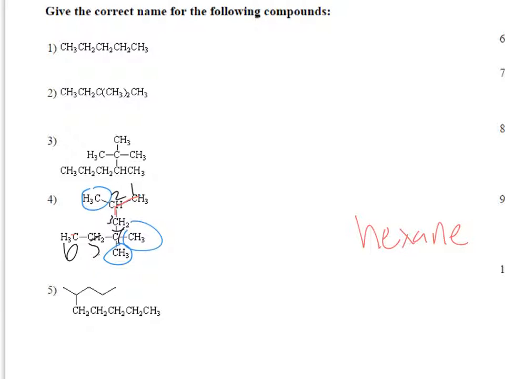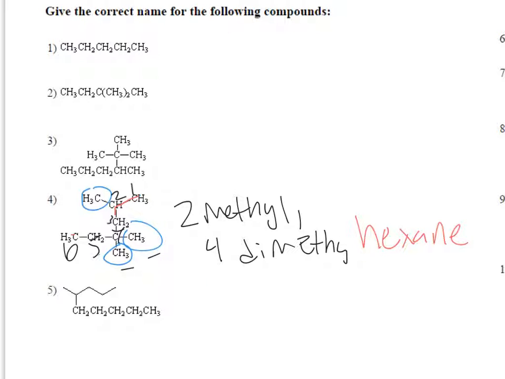Excellent. So what do we have and where do we have them? At carbon 2, we have a methyl group. So 2-methyl. We only have 1 methyl group there, so it's just 2-methyl, comma. And if you had enough room, you would write this in a straight line, remember? And then at carbon 3, we have nothing. Carbon 4, we have 2 methyl groups, so it's going to be dimethyl. So our final name for this carbon chain is 2-methyl-4-dimethyl hexane.